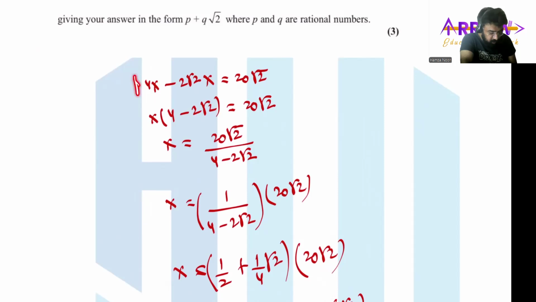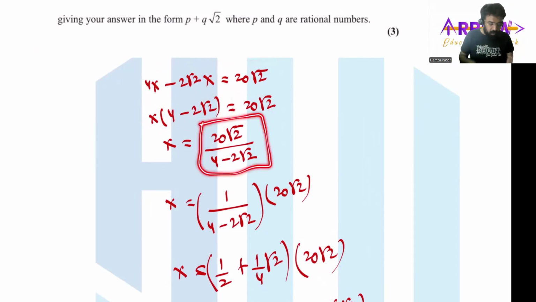So 4x minus 2 root 2x is equal to 20 root 2. Now here, if you take x as common, 4 minus 2 root 2 is left inside. Agreed with this? And this whole thing is equal to 20 root 2. So when you make x the subject, x is equal to 20 root 2 divided by 4 minus 2 root 2. Now what I need you to understand is how we are going to use the result of part A over here.